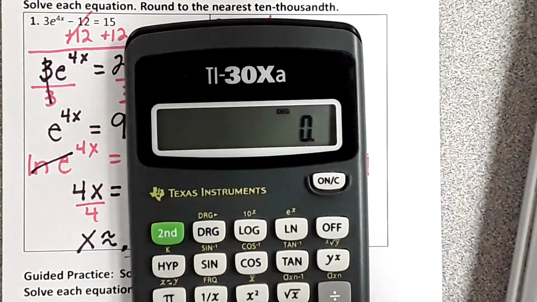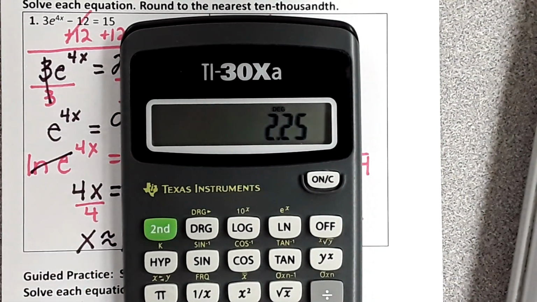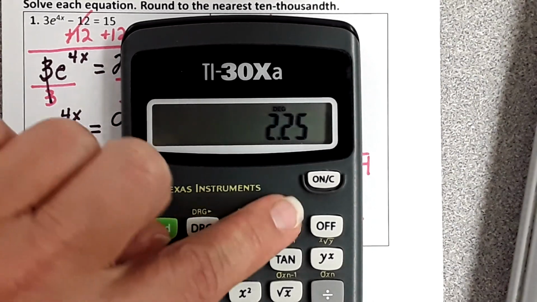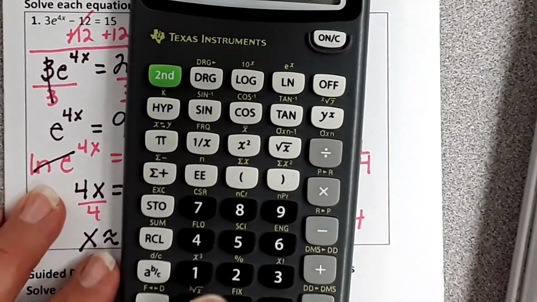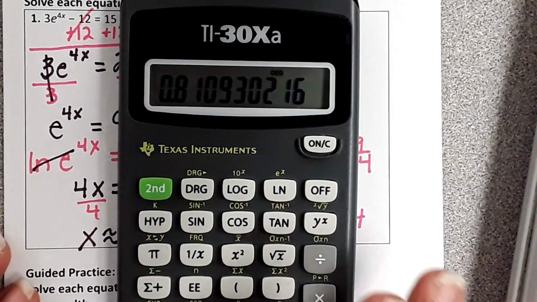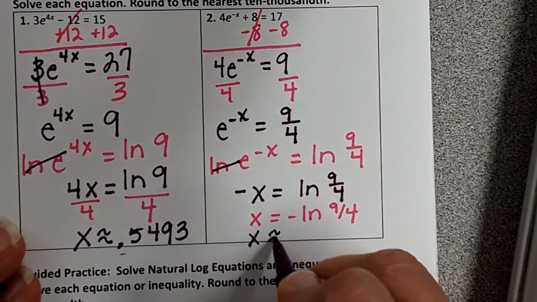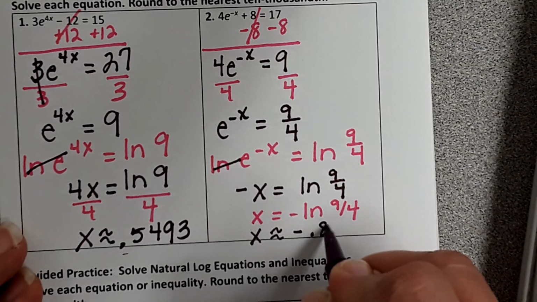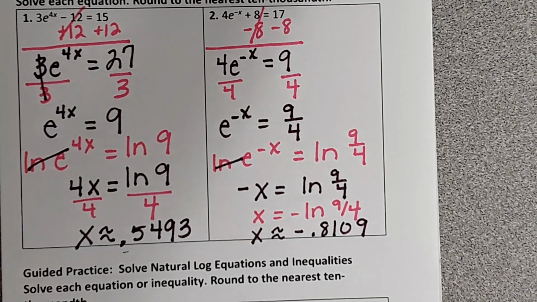Again, I'm just going to do it one more time. On this one, you can either do 9 divided by 4 and then hit equals, because that's what a fraction is, and then ln, and that will be your answer. Or you can do 9 and hit the fraction key, 4, and then ln. You're still going to get the same answer, which is x is approximately negative 0.8109. How do you guys feel about that? What questions do you have?